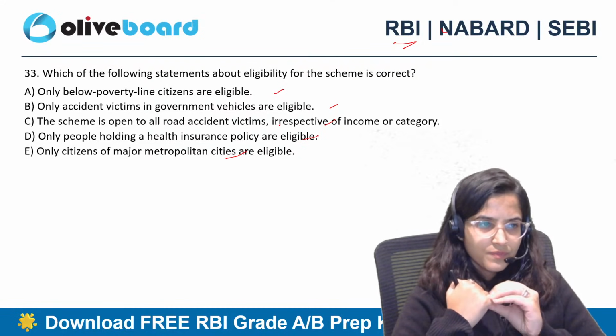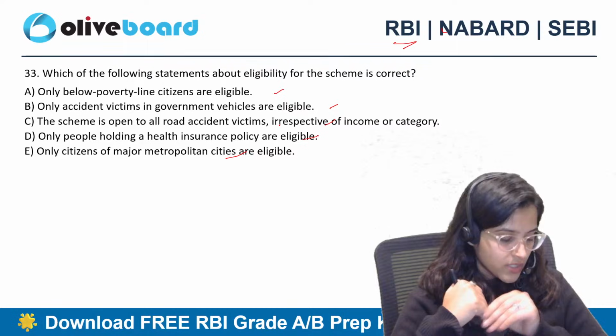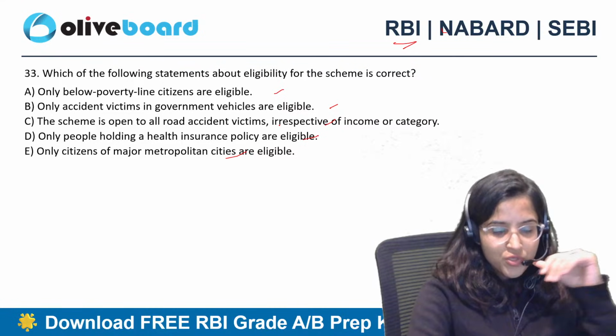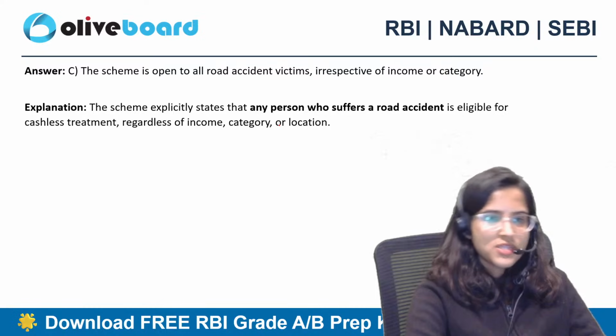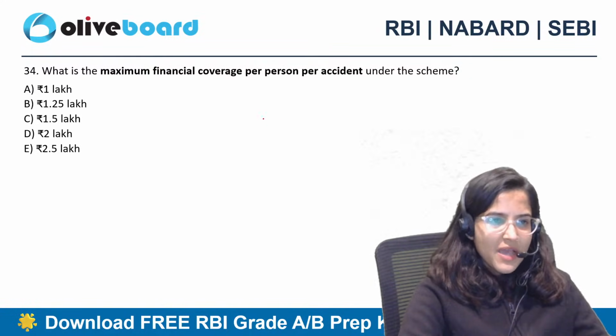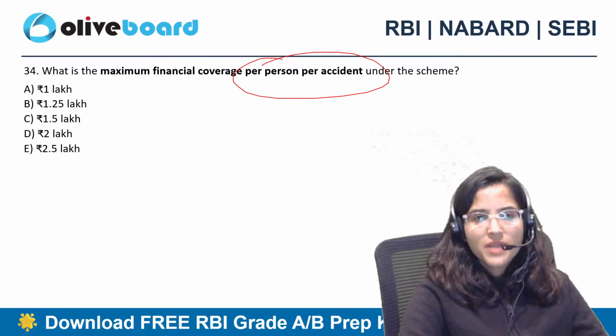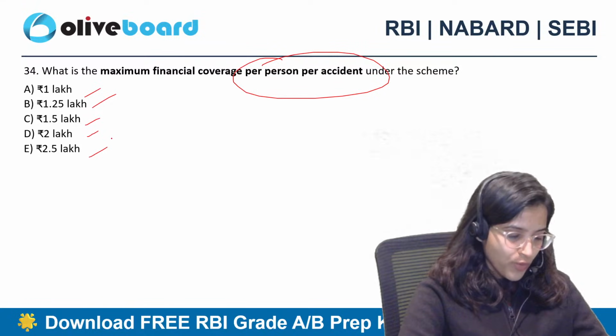33rd question. 33rd C. The scheme is open to all road accident victims irrespective of income or category, which is absolutely correct. Any person who suffers a road accident. What is maximum financial coverage per person per accident under the scheme? 1 lakh, 1.25 lakh, 1.5, 2 lakh or 2.5 lakh?